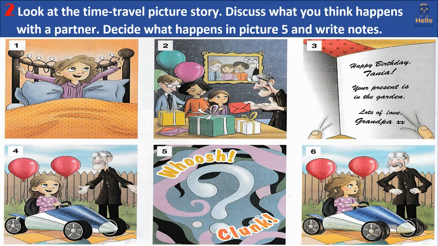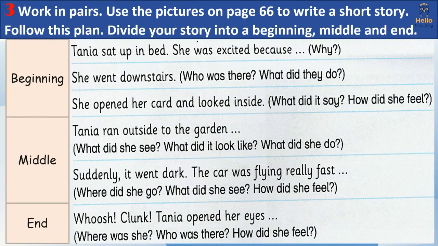Activity 2. Look at the time travel picture story. Discuss what you think happens with a partner. Decide what happens in picture 5 and write notes. Activity 3. Work in pairs. Use the pictures on page 66 to write a short story. Follow this plan. Divide your story into a beginning, middle, and end.